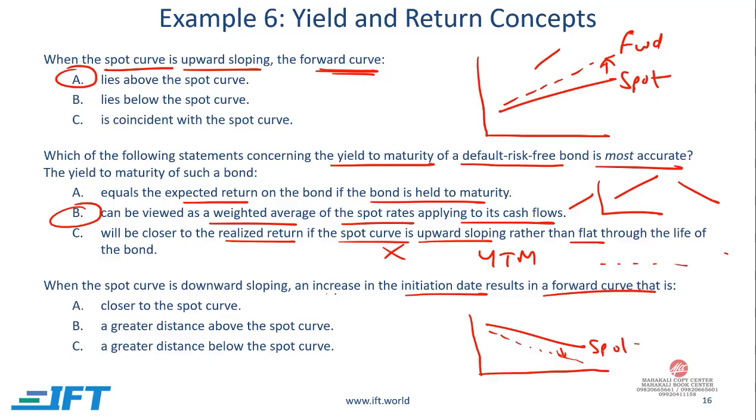And when the question says increase in initiation date, what they basically mean is, when is this forward rate starting? So is this a forward rate for a period one period from now, or is it a forward rate over here? And notice, as we go further out, in other words, as we increase the initiation date, the distance between the forward rate curve and the spot rate curve increases. So over here, the best answer is C, a greater distance below the spot curve. It is below the spot curve, and as we move to the right, the distance increases. So this is the best option.